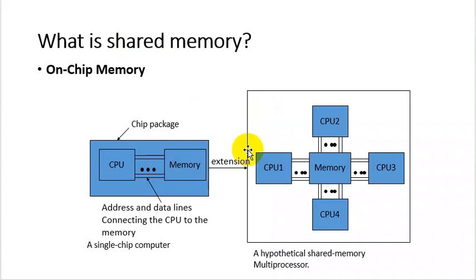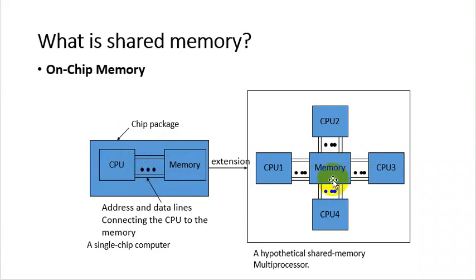So, this is the diagram for on-chip memory. Here, the figure shows how memory can be organized inside a computer system. On the left, we see a traditional computer where one CPU is connected to its memory. On the right side, multiple processors are placed in the same chip package.